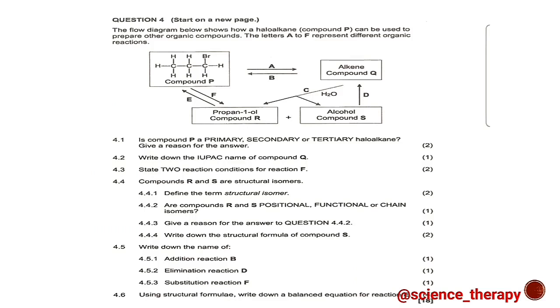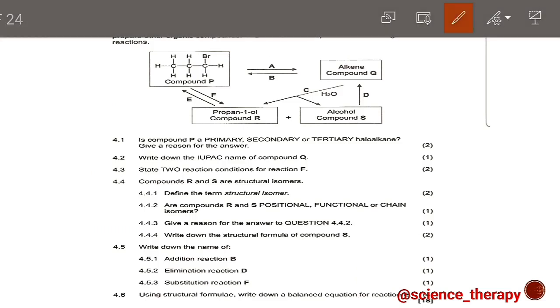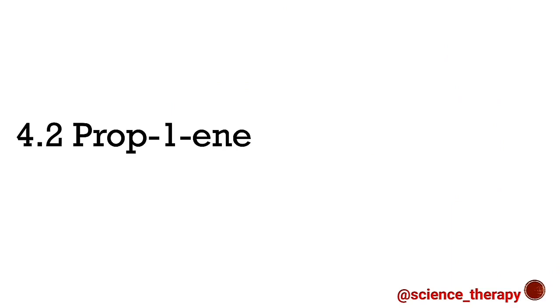Now 4.2 says, write down the IUPAC name of compound Q. Now we can see Q here is an alkene, right? But it comes from reaction A. We know that this reaction must maintain the same number of carbons all throughout. So if this is a compound with 3 carbon atoms, that means here we have an alkene with 3 carbon atoms. Then the IUPAC name is prop-1-ene or propene.